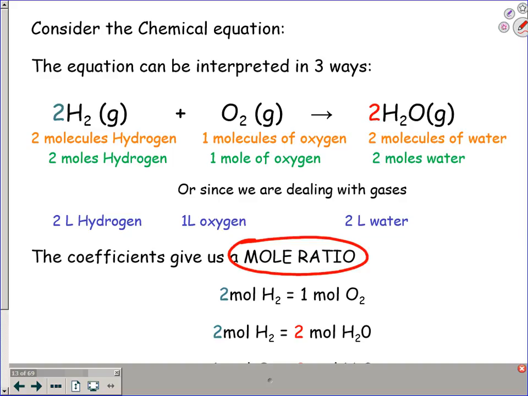Because these are all gases, they exist in big volumes. 2 liters of hydrogen react with 1 liter of oxygen to make 2 liters of water. But every single one of these, moles and liters, they all relate back to the mole. That's why, since everything relates back to the mole, we're just going to stick with those being called mole ratios. All right, some of you guys got it. We're going to keep working through this.